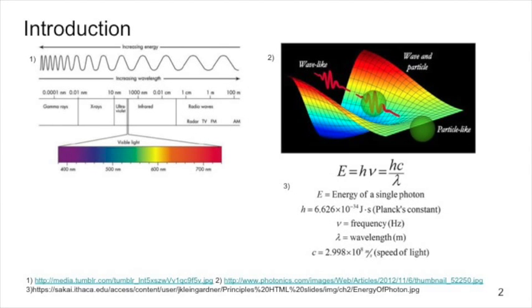Light is made up of particles called photons. Photons act as both a wave and a particle. These photons have energy related to their momentum, which is a function of their wavelength and is related to the speed of light. The smaller the wavelength, the more energy the photon has.